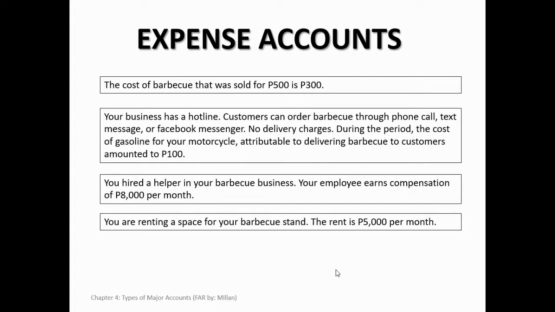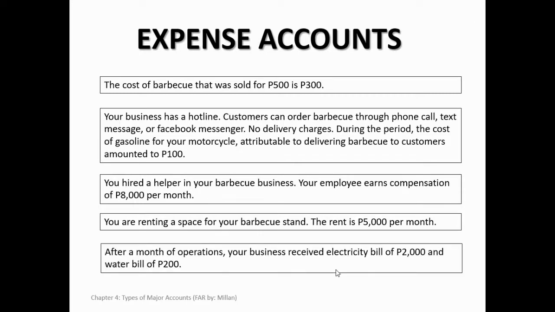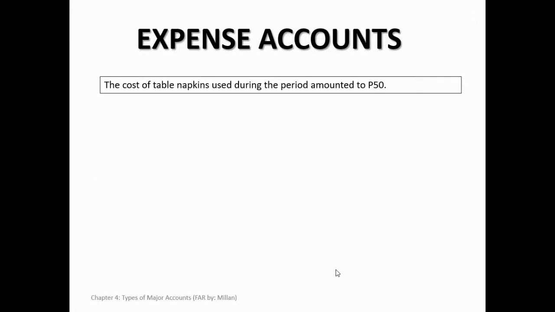Next, you are renting a space for your barbecue stand. The rent is 5,000 per month. So at the end of each month, you will record the rent expense of 5,000 pesos kasi yun yung nagagamit mong renta. Next, after a month of operation, your business receive electricity bill of 2,000 and water bill of 200. So the electricity and water bills are recorded as utilities expense.